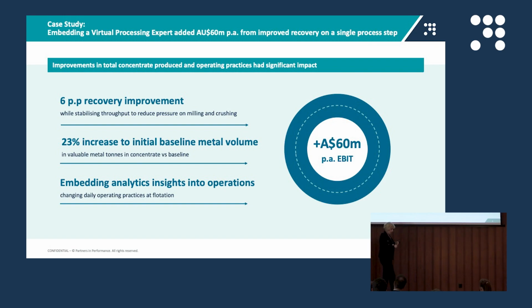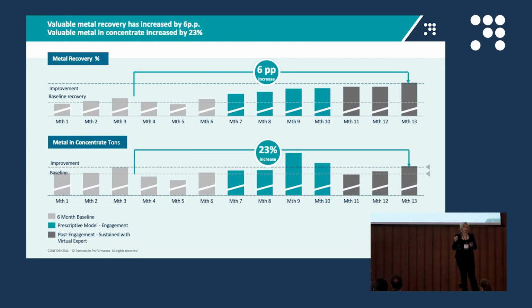Due to what? What happened? The recovery has increased by 6% points. But recovery is not the only thing, right? We want to make sure that we are not losing on the throughput, and we are ultimately generating 23% more of valuable metal and concentrate versus the baseline. Just to illustrate what I am talking about and what the scales of the projects are.